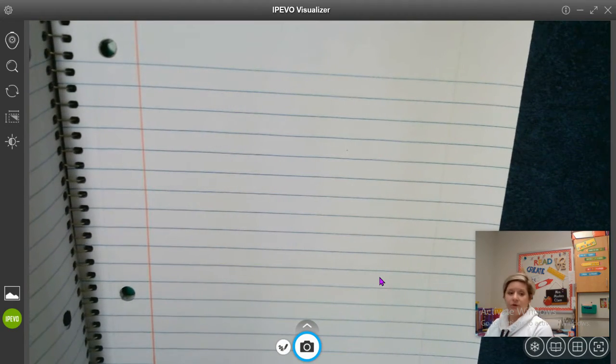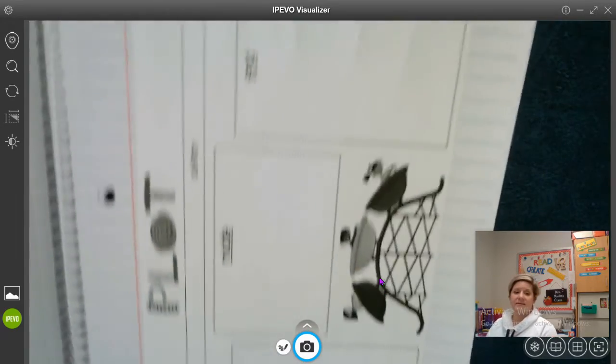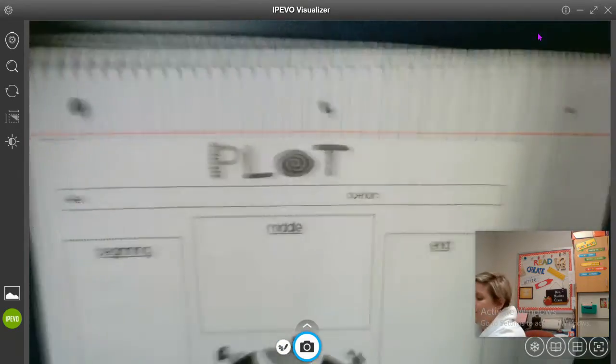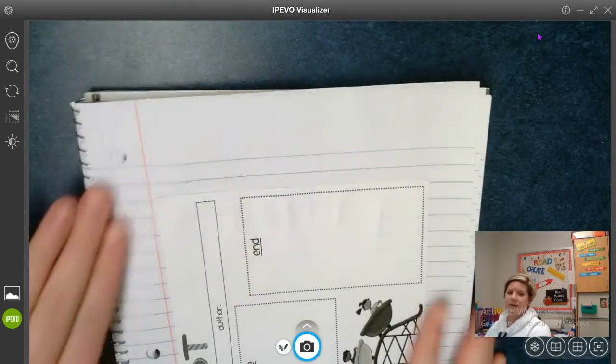So we've already glued our notebook page down. And we glued it down so that it was going sideways, if you remember. And so now, even though it's sideways, I'm going to turn it this way.